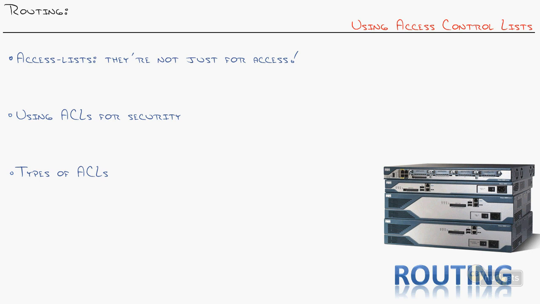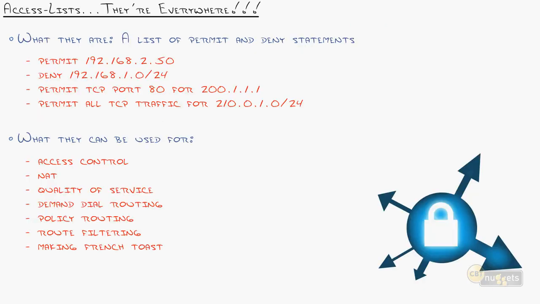Well, I'm hoping that by the time we're done here, you will feel the same about access control lists as you do about ice cream and fuzzy bunnies, and even hopefully subnetting. We're going to look at what these are, what they're used for, because they're not just for access. It's not just for turning a router into a firewall, although that's one thing you can do with them. We'll look at how to use them for security, how they are used, and then we'll look at types of access control lists. Let's start off with what they are.